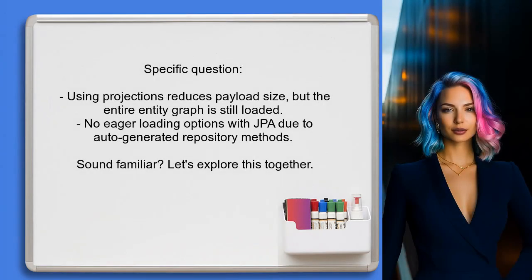Let's look at the specific question at hand. One user mentioned that while using projections to reduce payload size, the entire entity graph is still being loaded. They also pointed out the lack of eager loading options with JPA due to auto-generated repository methods. Sound familiar? Let's explore this together.